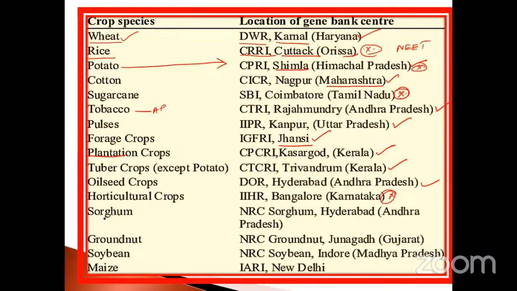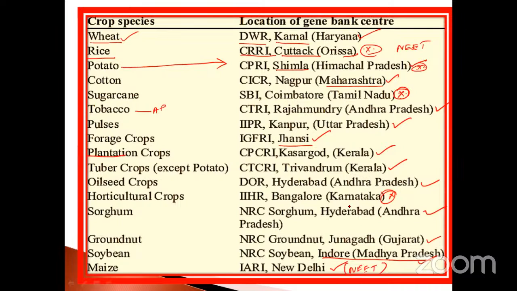Sorghum, NRC Sorghum, Hyderabad, Andhra Pradesh. Groundnut, see that, Gujarat. And soya beans, Indore, Madhya Pradesh. Maize, it is also very, very important, the Indian Agriculture Research Institute. See here, rice is also very, very important. So here they asked where the Indian Agriculture Research Institute is located. So many times they asked the question in NEET.